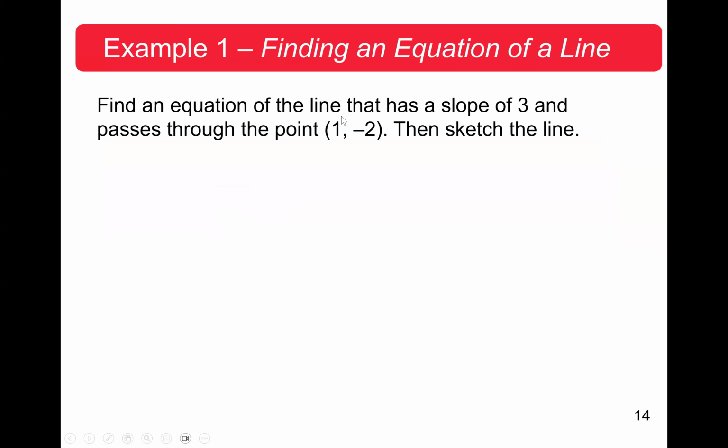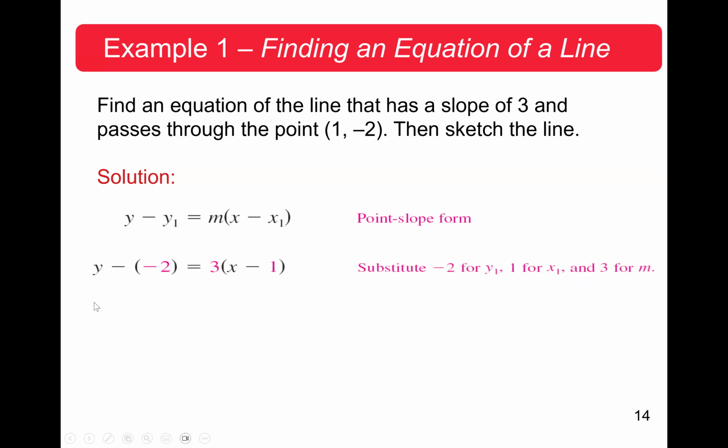Find an equation of a line that has a slope of 3 and passes through this point. So here the slope is given, the point is given, which is x1 and y1. We write this in point slope form. So it will be y minus y1 equal to m times x minus x1, a point slope form of an equation of a line. So we plug in the values: y1 is -2, m is 3, x1 is 1. So our final equation will be y plus 2 equal to 3 times x minus 1.